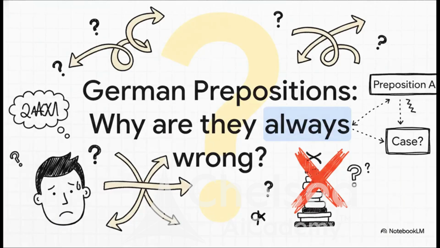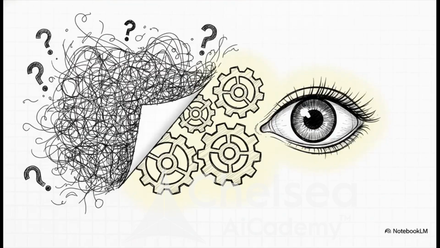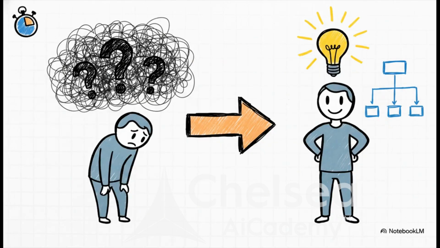Does this feel familiar? You're trying to build a sentence and you just kind of guess which preposition to use. And then you have to guess which case comes after it. Yeah, you're not alone. It's probably one of the most common blunders in the entire language. But here's the thing, it's not random at all. There is a clear logical system hiding right under the surface. And honestly, once you see it, you can't unsee it. So let's just dive in.